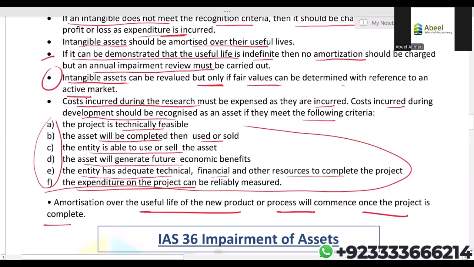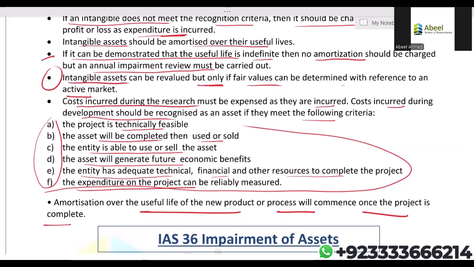And always remember one point. Under IAS 38, once you have expensed out the cost, you cannot capitalize it, unless your company proves that it was an error by mistake. We have treated development expenditure as research.